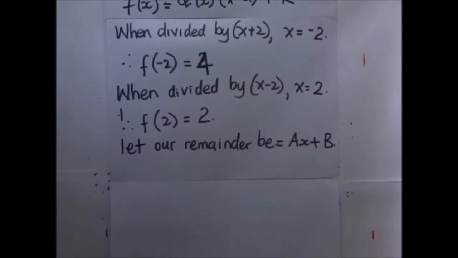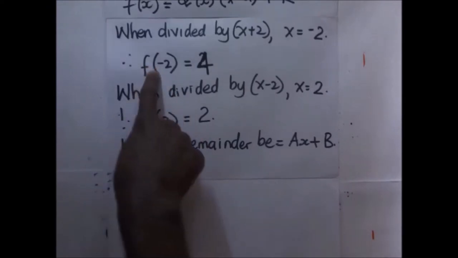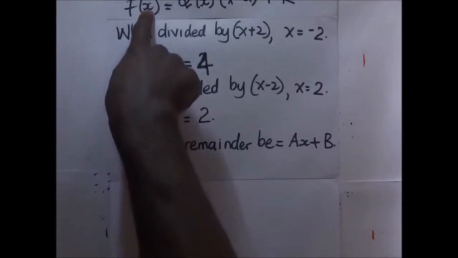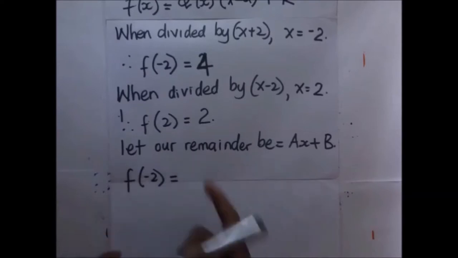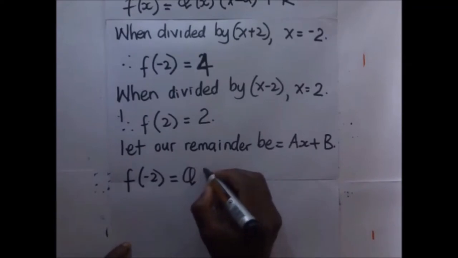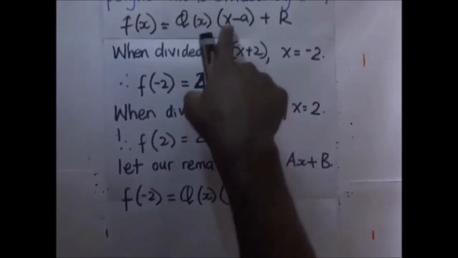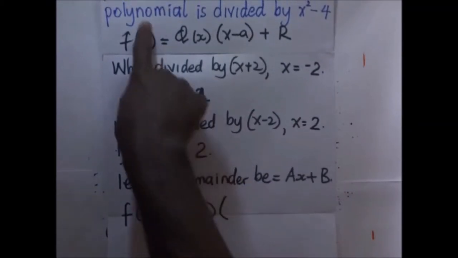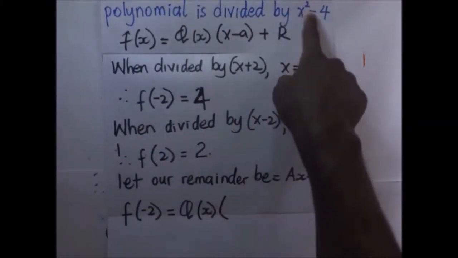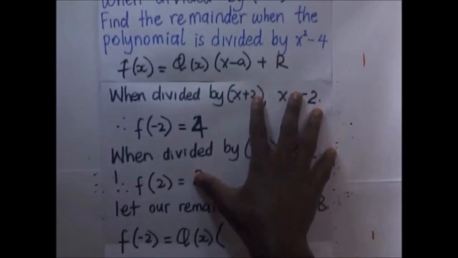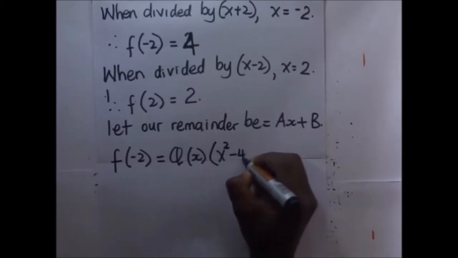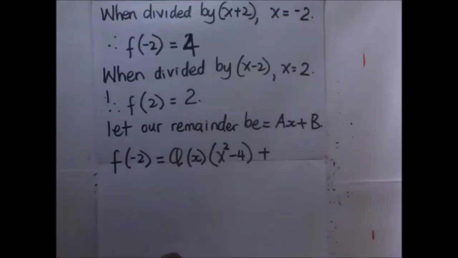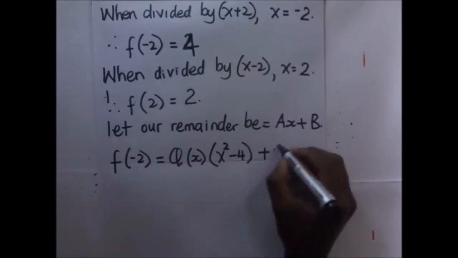So we begin. When we put our value of negative 2 there, that's going to give us the quotient times the divisor. They are telling us to find the remainder when the polynomial is divided by x squared minus 4, so this is going to be our divisor. It is multiplied by x squared minus 4 plus our remainder, which in this case is ax plus b, what we are looking for.